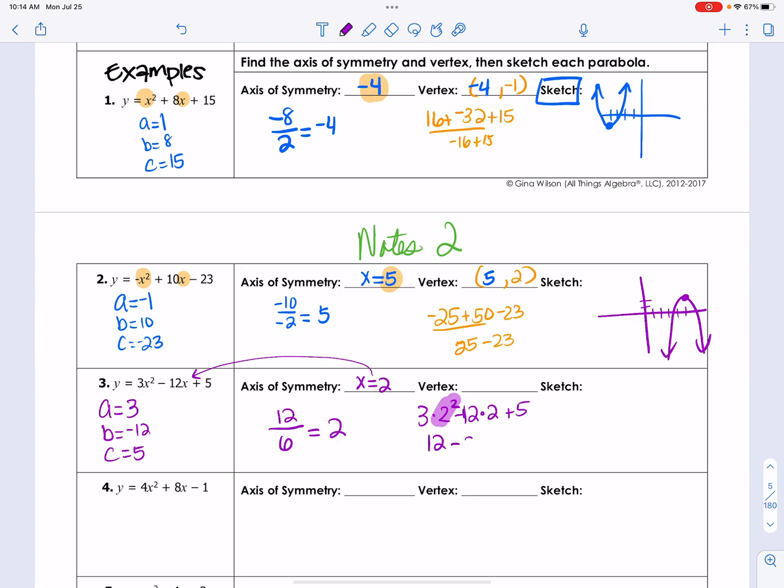So that's 12 minus 24 plus 5. 12 minus 24 is -12, plus 5 is -7. So this is at 2 comma -7. So I'm going to go over here, over 2, down 1, 2, 3, 4, 5, 6, 7. And it is going up because it is a positive A value. And we'll learn more about that later.